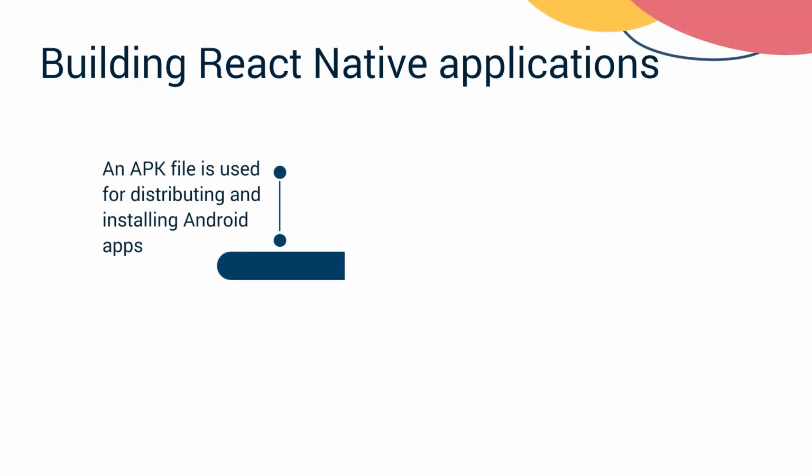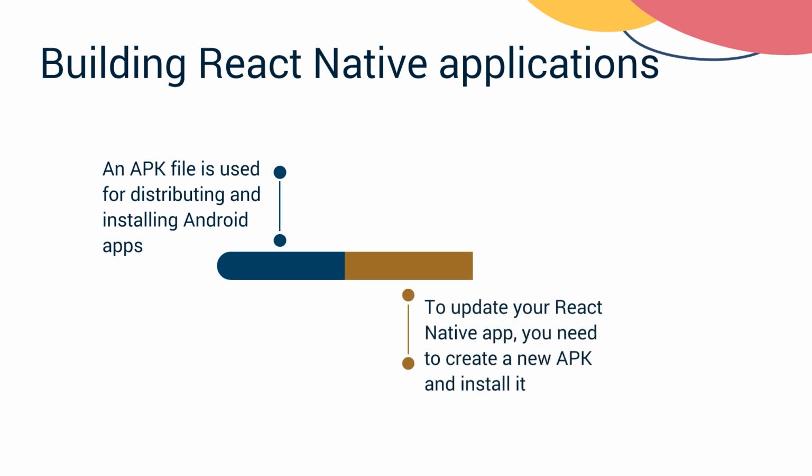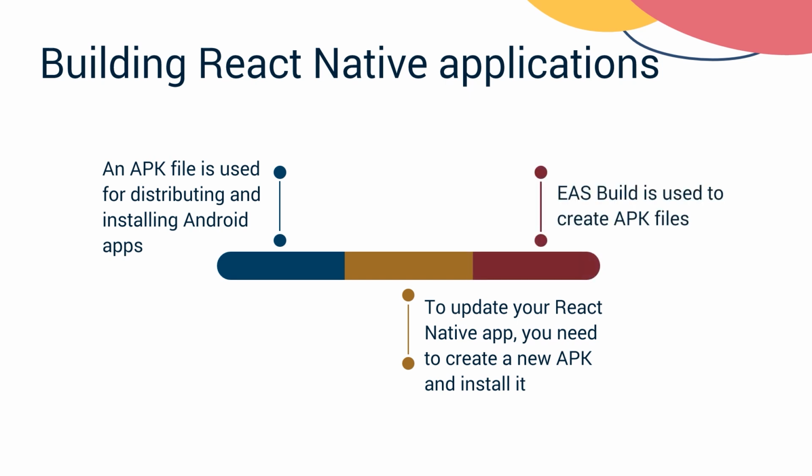An Android Package Kit, or APK file, is used for distributing and installing Android apps. To update your React Native app, you need to create a new APK and install it. Expo Application Services, or EAS Build, is used to create APK files.